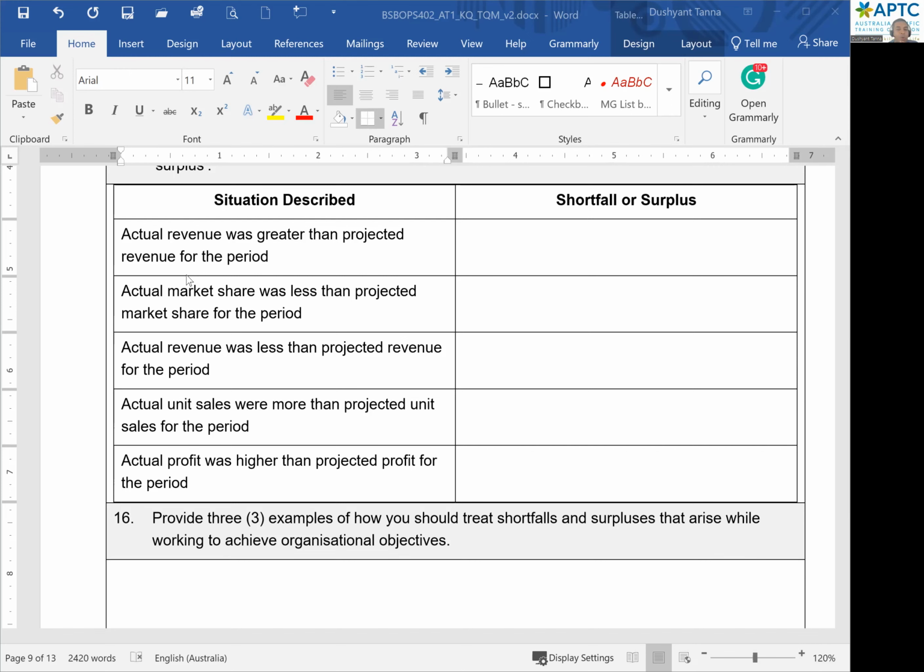Now, don't get tricked, because in all of these the actual is the first one and projected is the second one. So from greater or less it is easy to predict whether it's a plus or a minus. Yeah, shortfall is a minus, surplus is a plus. But if it was the other way around, then you need to think a bit. If your actual is higher than the projected, it's always a plus.